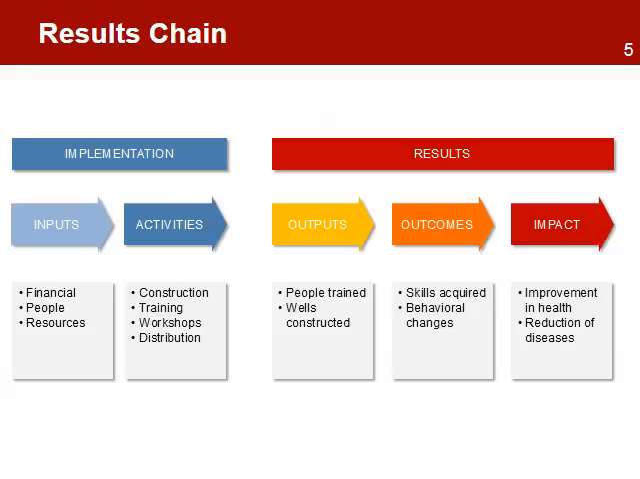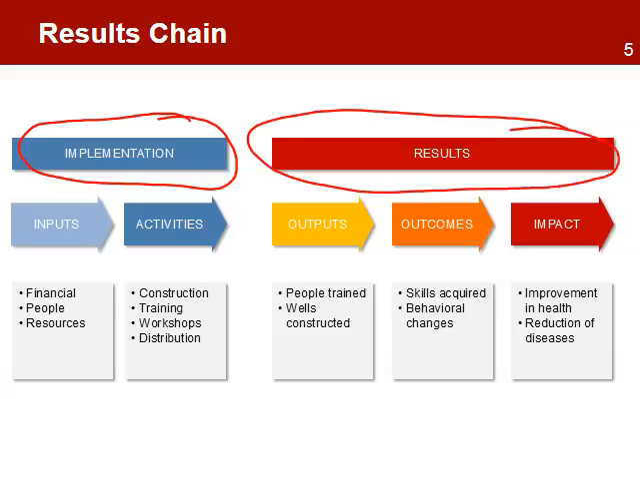The results chain usually consists of 5 components: the inputs, like financial, people, and other resources, and activities, like construction, training, workshop, distribution, information. These are part of the implementation. Outputs, the immediate results, like people trained, water wells constructed. The outcomes, the skills acquired or behavioral changes, and the impact, improvements in health, reduction of diseases to which the intervention contributes, are part of the results.